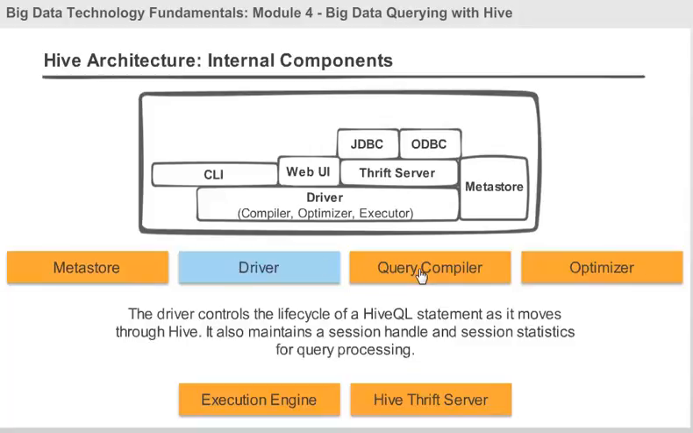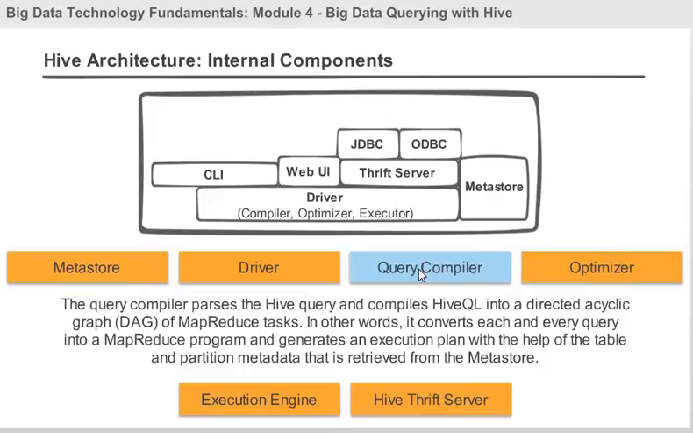The query compiler parses the Hive query. It compiles HiveQL into a directed acyclic graph of MapReduce tasks. In simpler terms, the compiler converts every query into a MapReduce task and generates an execution plan with the help of table and partition metadata from the Metastore.